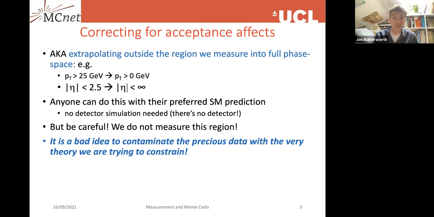And that extrapolation builds in some theory expectation. In the regions where you have no measurement, you are actually just using the theory to recover that bit of the phase space. But anyone can actually do that.